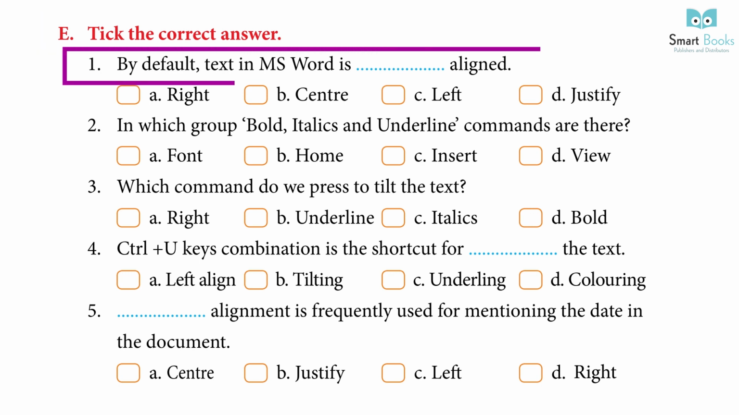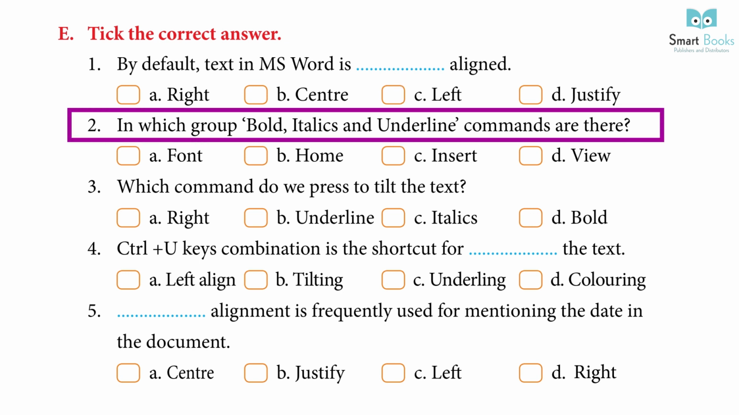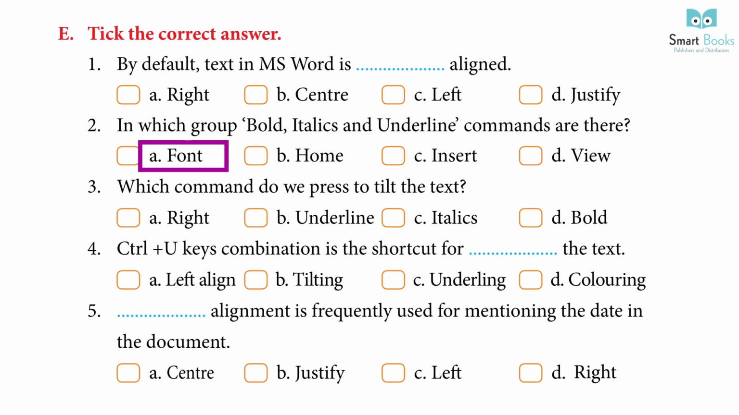1. By default, text in MS Word is dash aligned. A. Right. B. Center. C. Left. D. Justify. Answer: C. Left. 2. In which group are the bold, italics and underline commands? A. Font. B. Home. C. Insert. D. View. Answer: A.